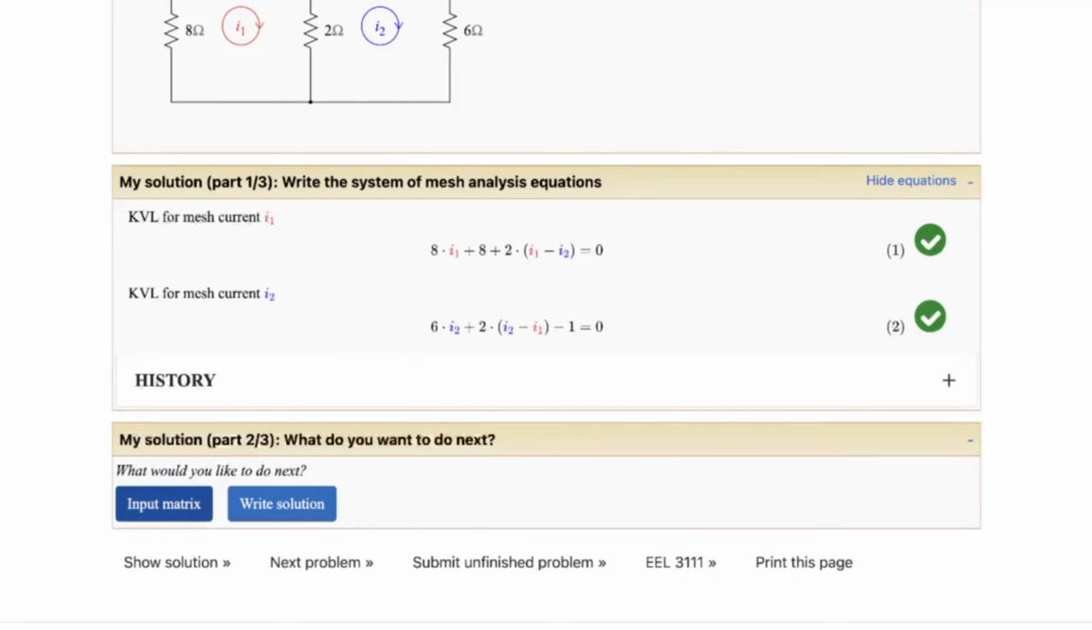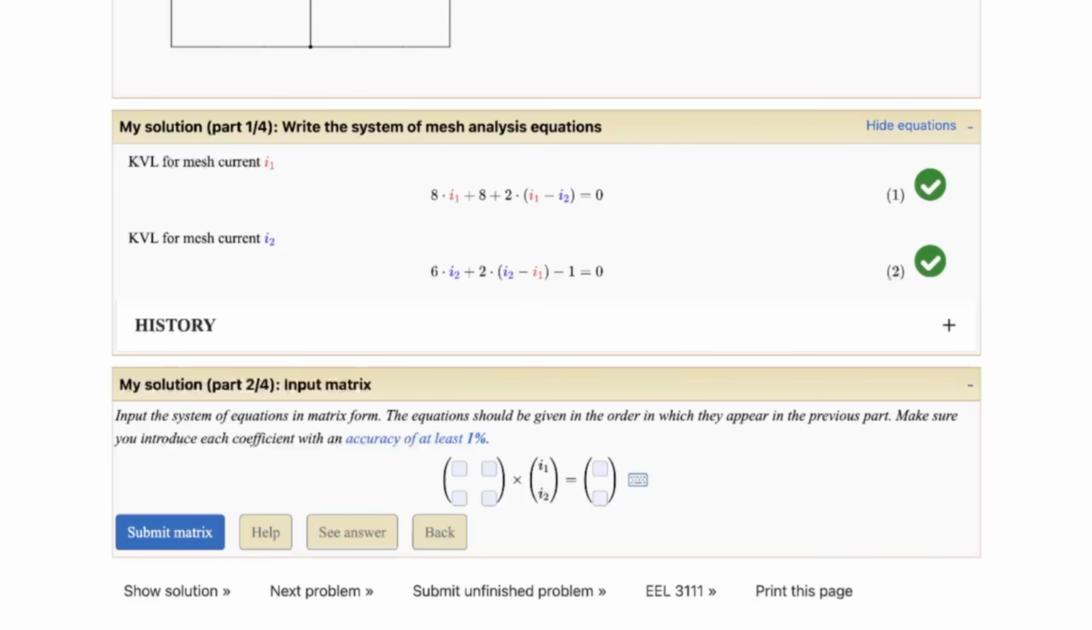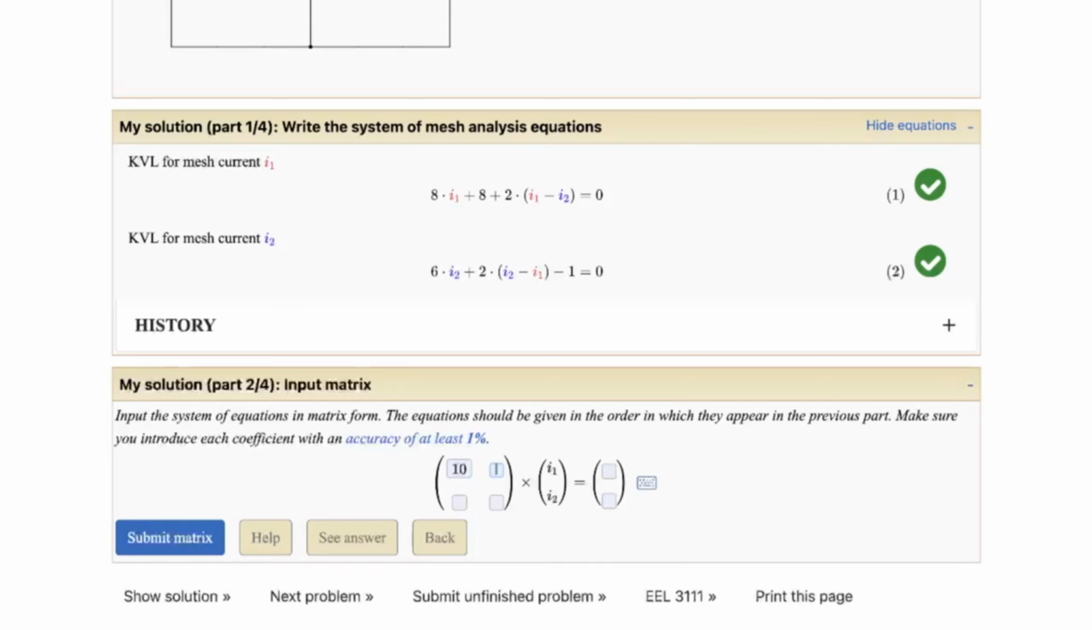Now we can input a matrix to solve for these mesh currents. Let's start with the first equation, and we're going to add up all the coefficients for I1. I see 8 times I1 and then 2 times I1, so if you add those up, it's going to be 10. Now for I2, I see 2 times negative I2, so the coefficient for that would be negative 2. And now the only floating integer I see in there is 8. If we subtract 8 from both sides, we're going to get all that equal to negative 8.